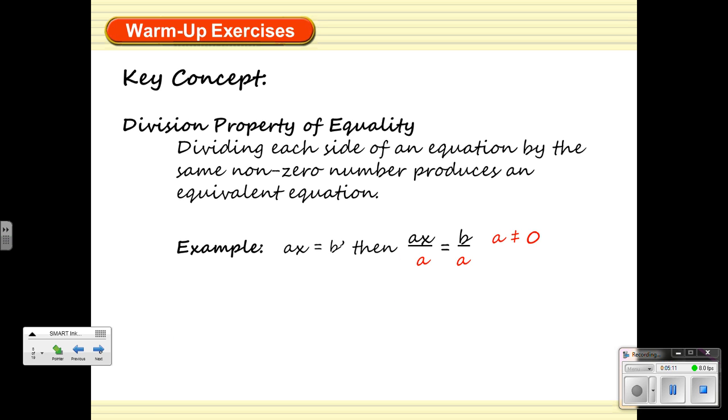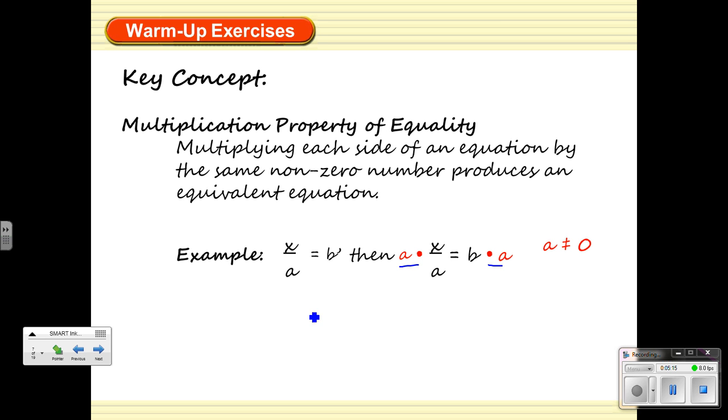So let me give you a mathematical example. Oh, that's the division property. We'll go back. An example would be something like this. 12 divided by 4 equals 3. And if I were to multiply both sides of my equation by my denominator, 4 in the numerator and 4 in the denominator, that divides out to 1.